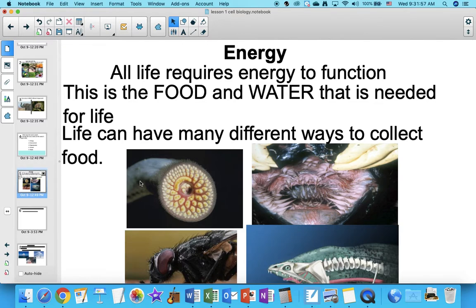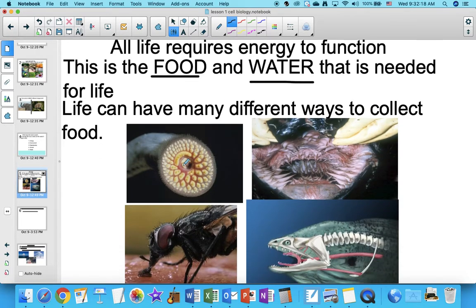So we're going to go into more detail about this, and we're going to start with energy. All life requires energy. This comes in the form of food and water, right? When an animal or a plant or whatever living thing is eating something or drinking something, it's using that to get nutrients and in order for it to be able to get energy. So life can have many different ways of collecting energy. So here we have a picture of a lamprey, a type of fish that will stick onto other fish and basically drill a hole into them and drink blood. And that's how they get their food and water.